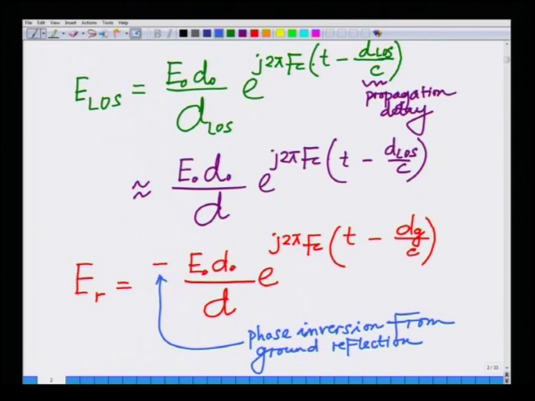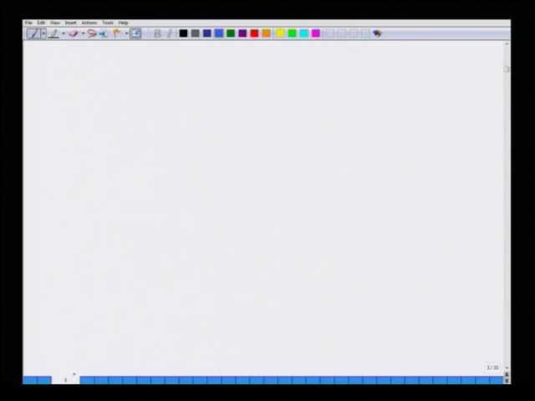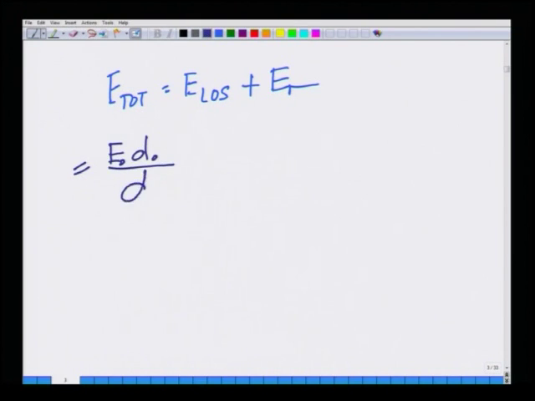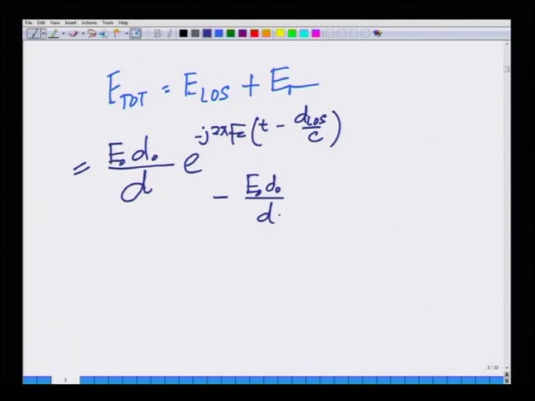Now, the received signal is nothing but the sum of these two signals, that is ELOS and ER, and hence the total, as we had said before, is nothing but ELOS plus ER, which is essentially E naught D naught by D e to the power of minus j 2 pi f c t minus d LOS by C, minus E naught D naught by D e to the power of minus j 2 pi f c t minus dg by C.